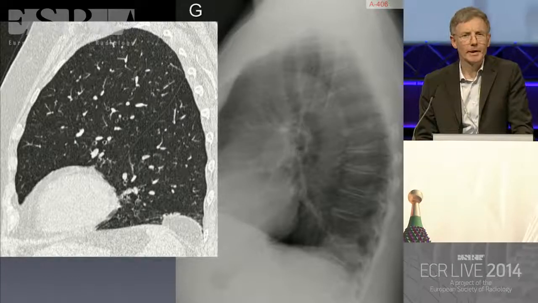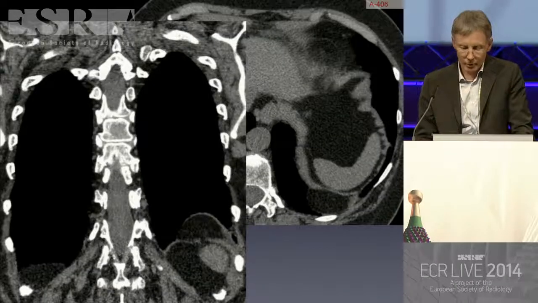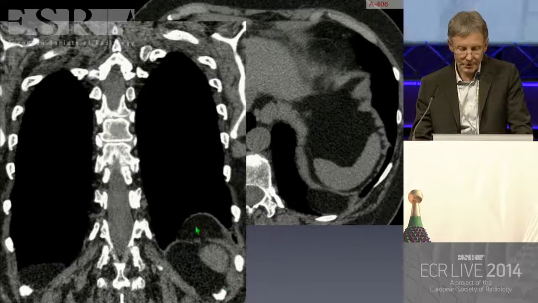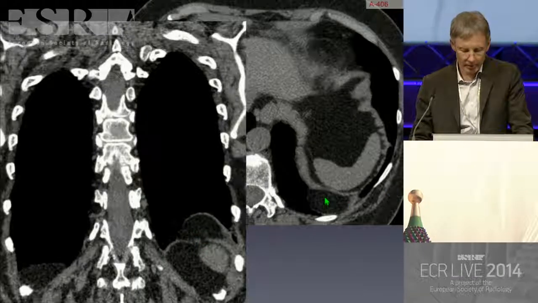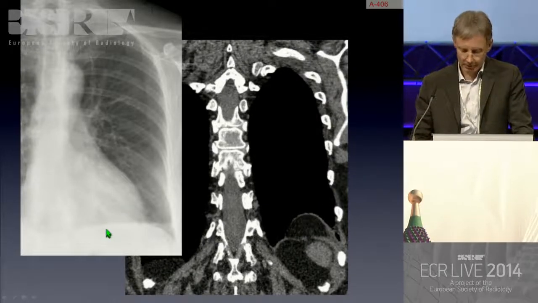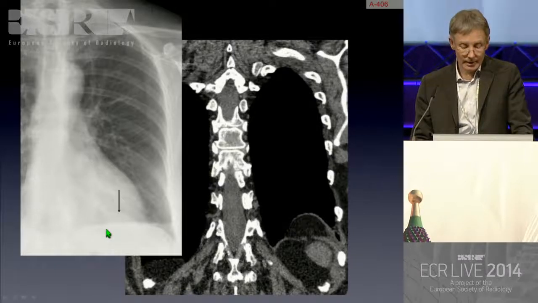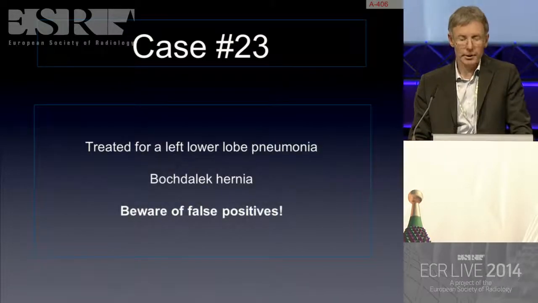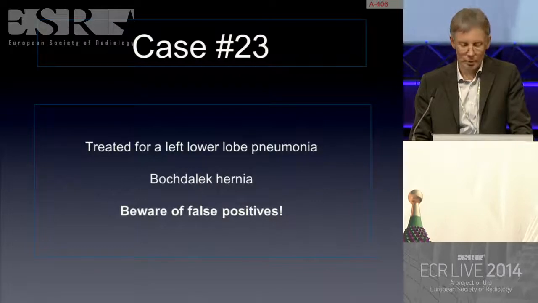The correlation here with the CT scan, and on the frontal view, you can see the hernia through the diaphragm with this fatty tissue, which you can just about see on the frontal view, but it was obvious on the lateral. So this was an example of a Bochdalek hernia treated as a left lower lobe pneumonia. So please beware of false positives.